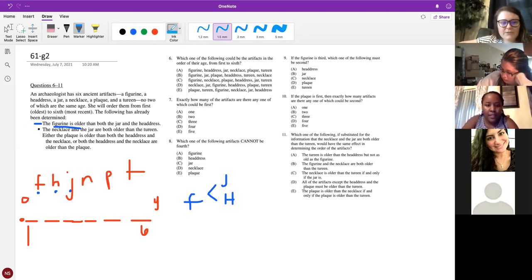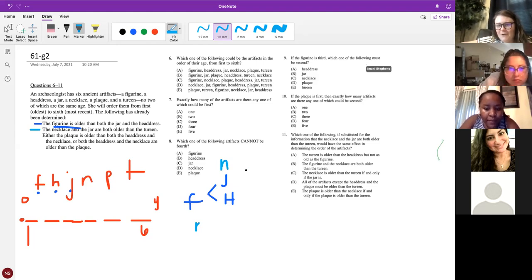Okay, and then my next rule says the necklace and the jar are both older than the tureen. So if the necklace, oh, I don't like this. Okay, so I have to go up. I'm going to see my jar and make the inference here, where the necklace and the jar are both older than the tureen.